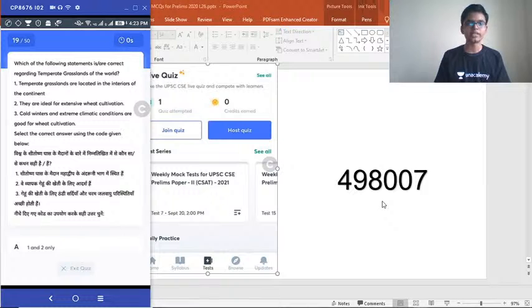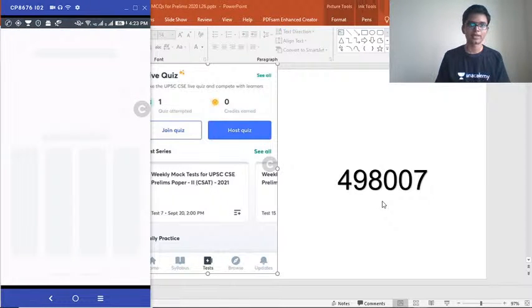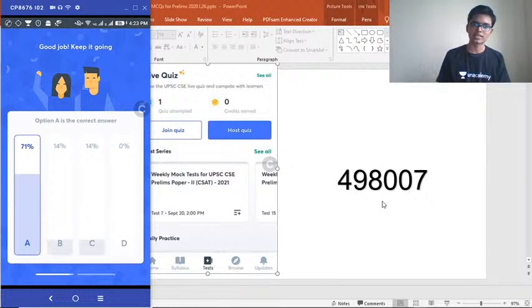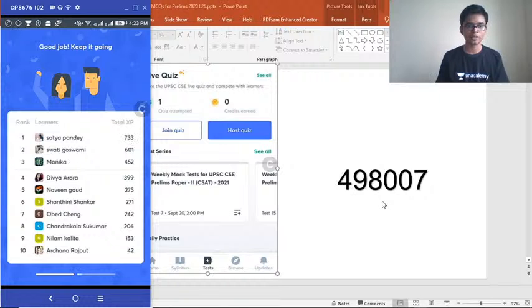Question number 19. Time's up. Correct answer is option A, 71% getting it. Superb. Satya, Swati, Monica are the top 3.